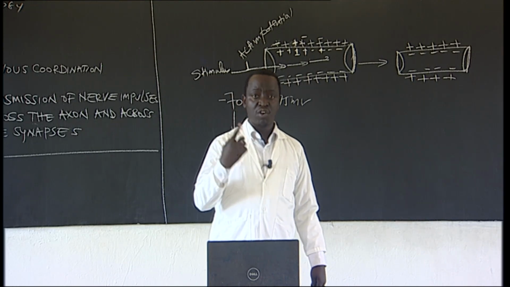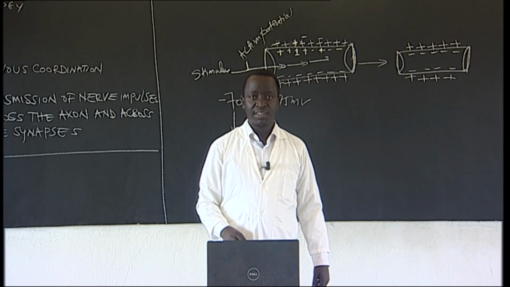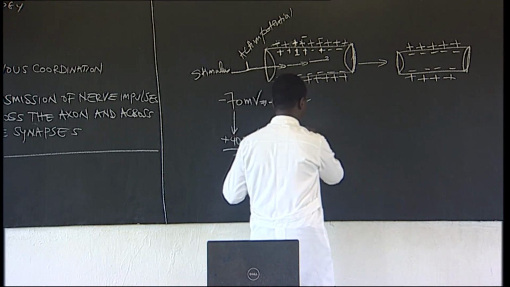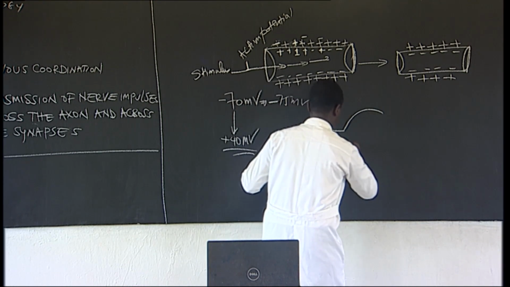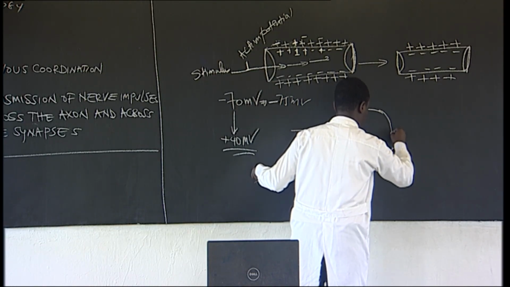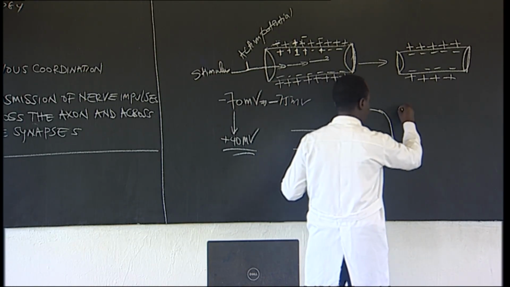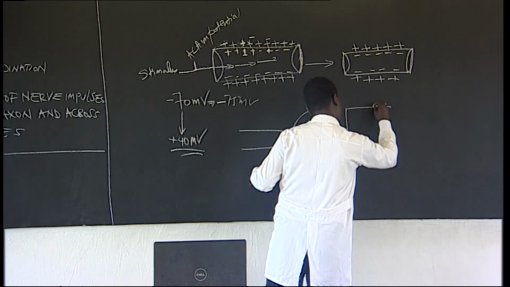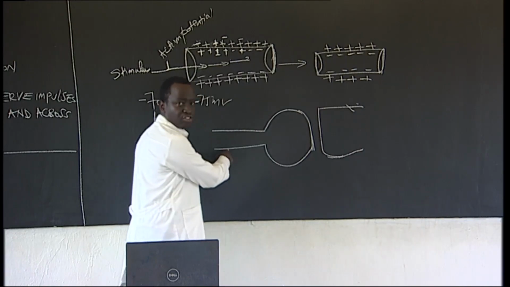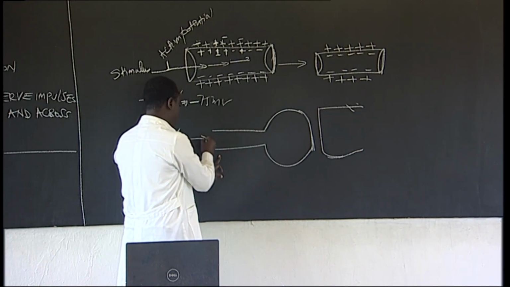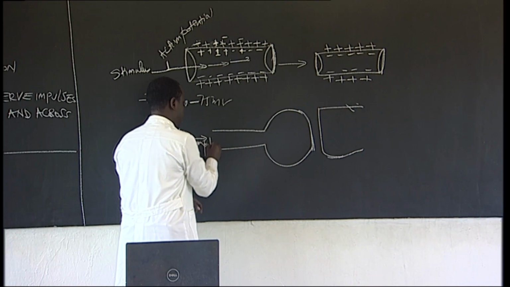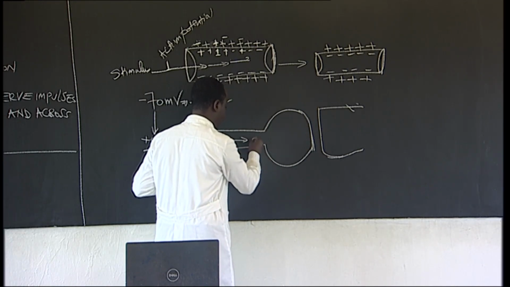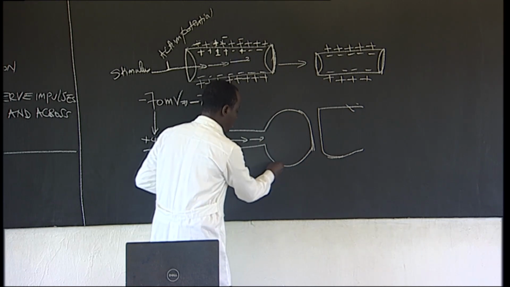First of all, there is arrival of the impulse. The impulse has now to do what? To come. So suppose this is one neuron, we have the next one here. So this is our axon membrane. So when there is arrival of the message, the impulse, it's going to cross this axon membrane.